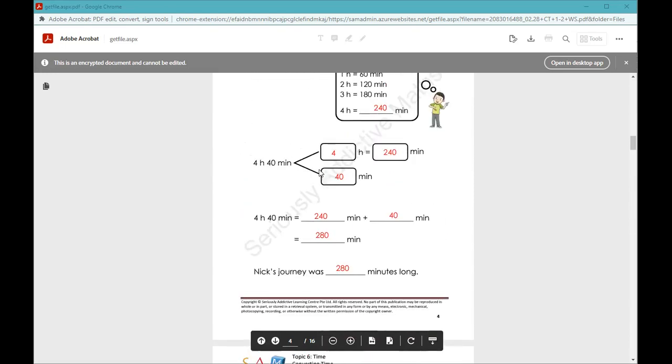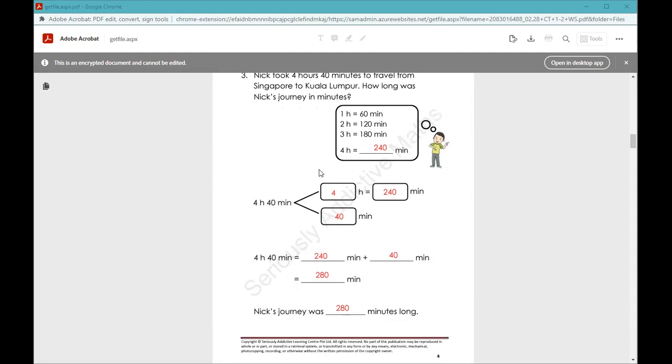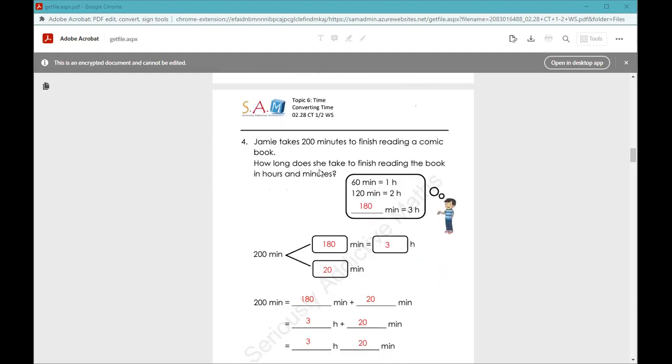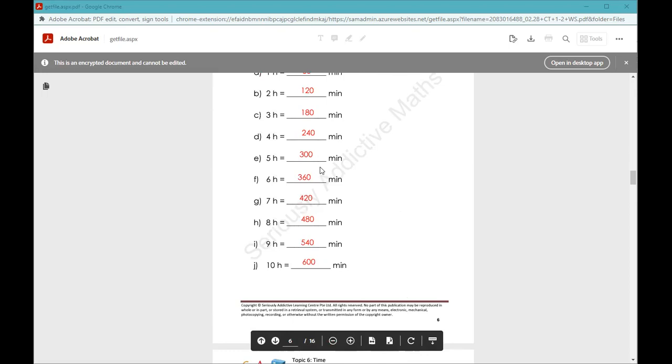Now, if you feel that your students are not so ready to do on their own yet, it is actually okay. We have enough time for this session. Please continue to model and show them how to do this. Then after that, you can get them to do some guided questions here.